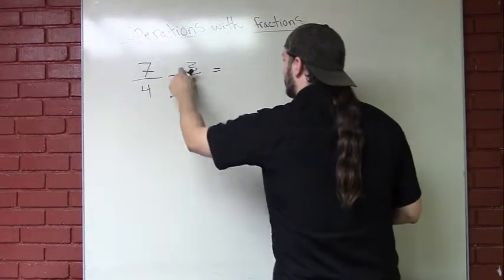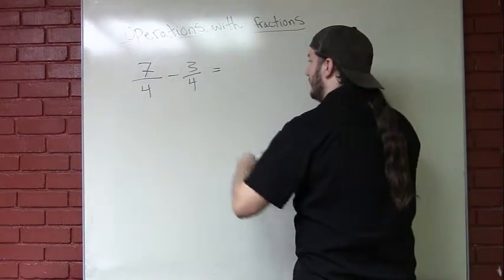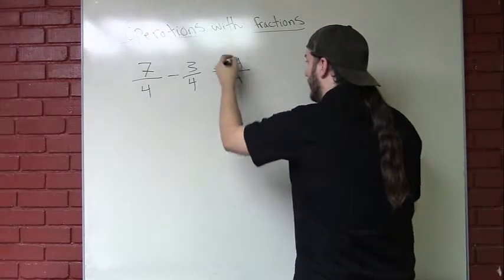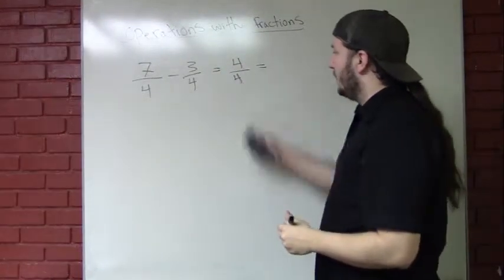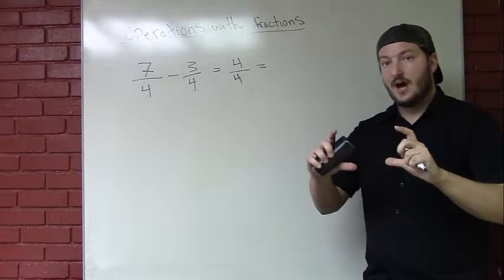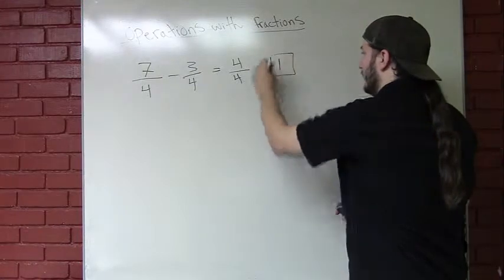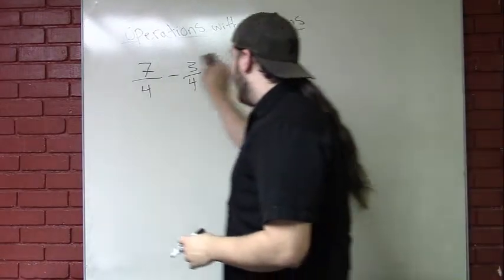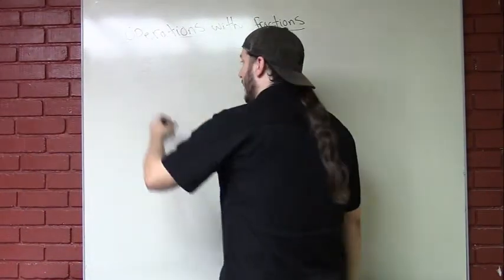7 minus 3 is, well, 7, 6, 5, 4. And then again, you just keep the bottom number. 4 over 4, remember what happens? Remember what we do when that happens? If you have the same number on top divided by the same exact number on the bottom, it's just equal to 1. Okay? Now, let's do some adding and subtracting that's a little bit more involved.